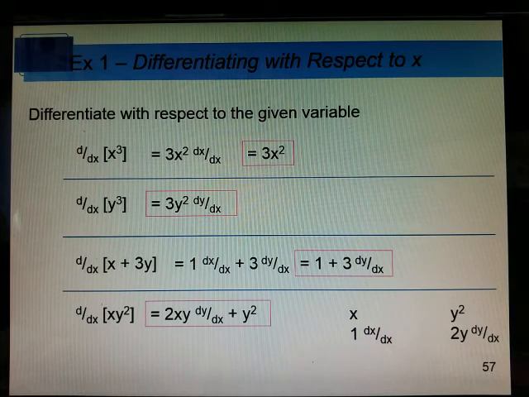Now, where we're going with this is things are going to be with respect to time. Typically, we'll talk about with respect to time in most of our formulas and applications. So that's where this is leading us to eventually, where they'll be with respect to t instead of with respect to x.